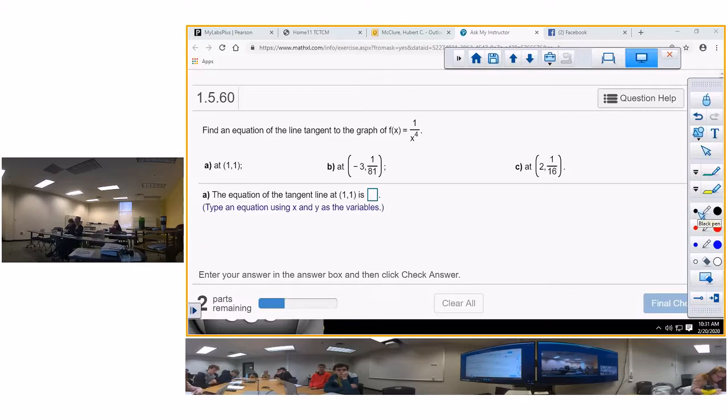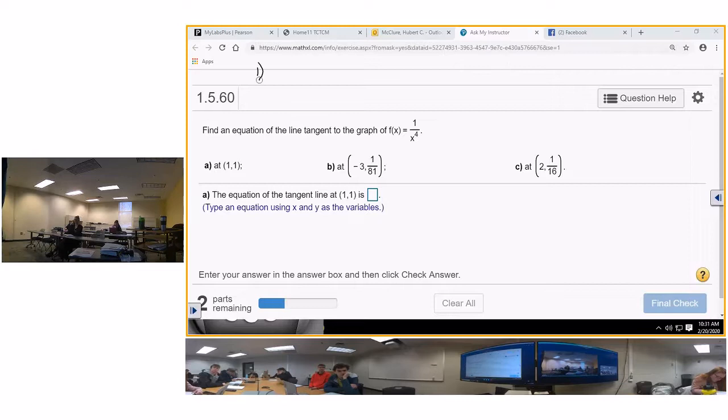So the first thing we're going to do is find the derivative. So f of x is equal to x to the negative 4. Therefore, f prime of x is equal to negative 4 times 1, x to the negative 4 minus 1, which is equal to negative 4 x to the negative 5, or negative 4 over x to the 5th power.